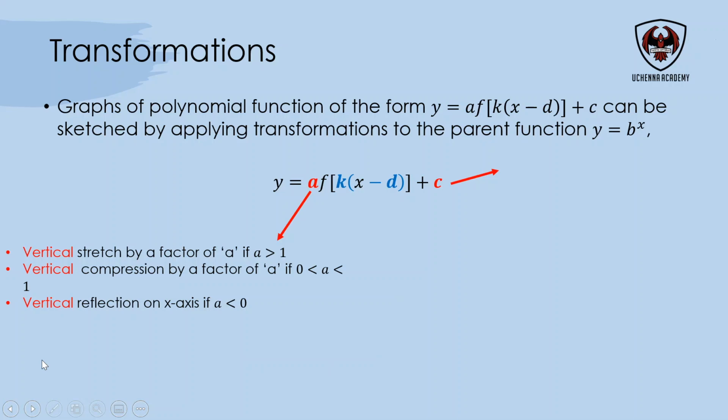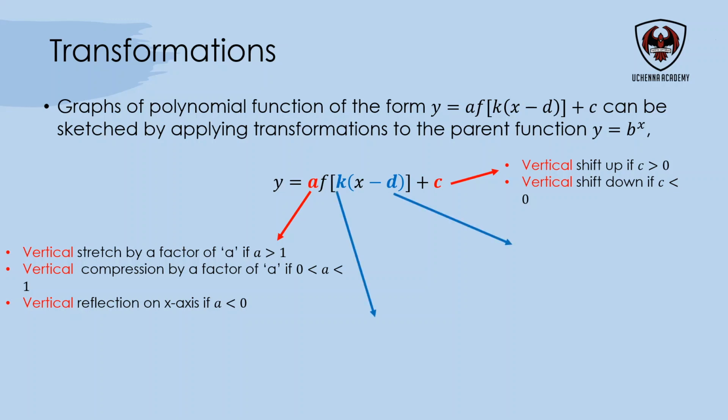The C value, again, is a vertical shift up or down. If C is bigger than 0, you're going to move up. If C is less than 0, you're going to move down. So easy breezy, makes sense. All of these make sense. They should. K and D are just terrible. They're the opposite of what makes sense. They're essentially the other way around.